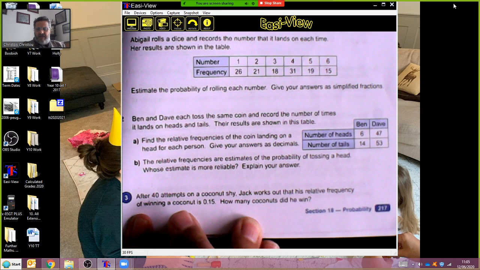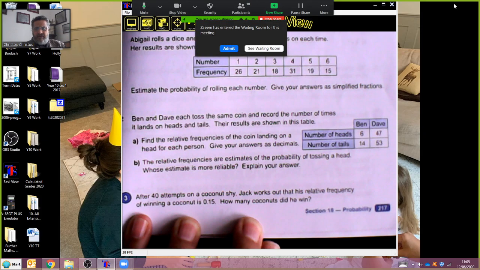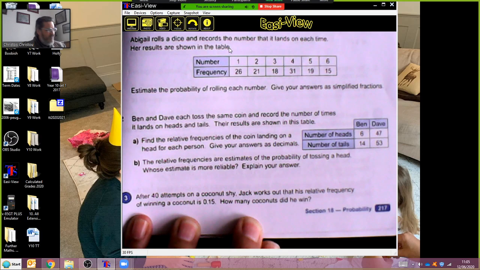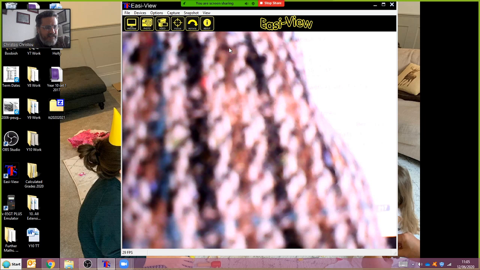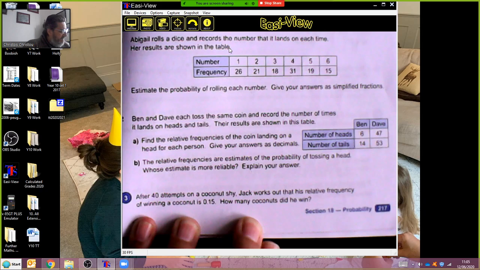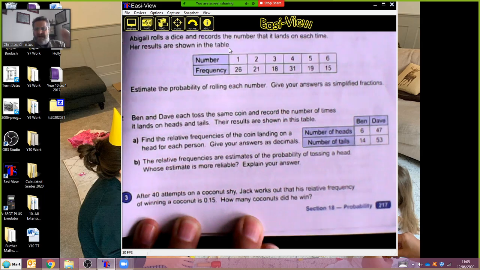Now, I'm guessing this Jack is throwing something at coconuts to try and knock them off at a fairground. And he's also worked out a probability, or rather a relative frequency, of 0.15 of knocking over the next coconut. So if his probability of knocking over a coconut is 0.15 and he's going to have 40 goes, if you multiply 0.15 by 40, that's like saying 4 times 1.5, you get 6 coconuts. And that really leads on to the next little bit.